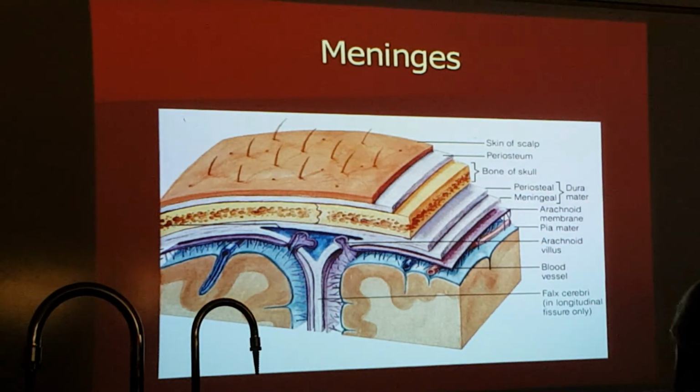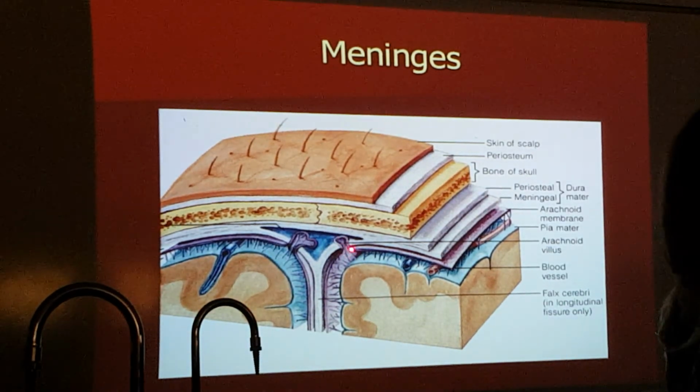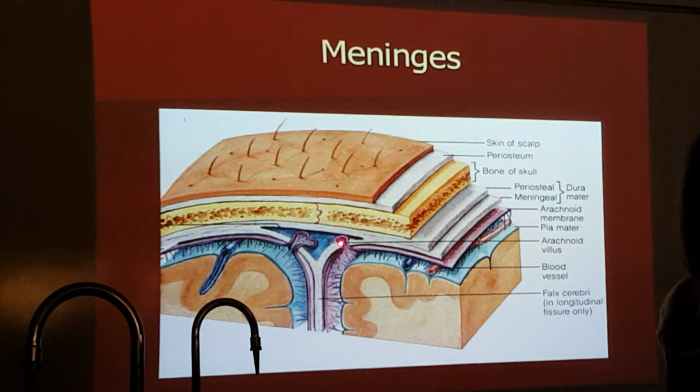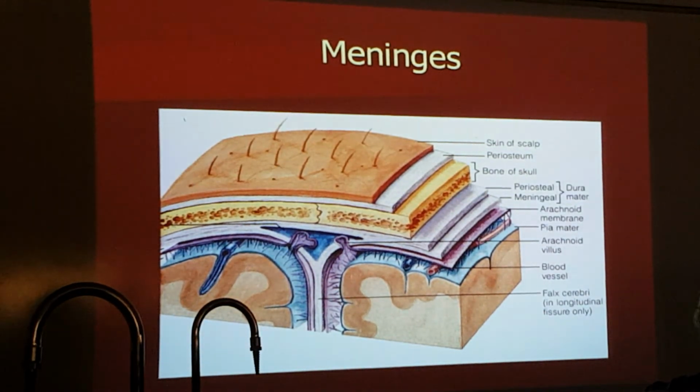The meninges, and we see here the dura mater, the arachnoid, and the pia mater. And these little structures that poke up into this vein, which is the superior sagittal sinus, these are the arachnoid villi. And that's a lab word. Arachnoid villi are the counterparts of the choroid plexus. The choroid plexus produces cerebrospinal fluid. The arachnoid villi remove it.